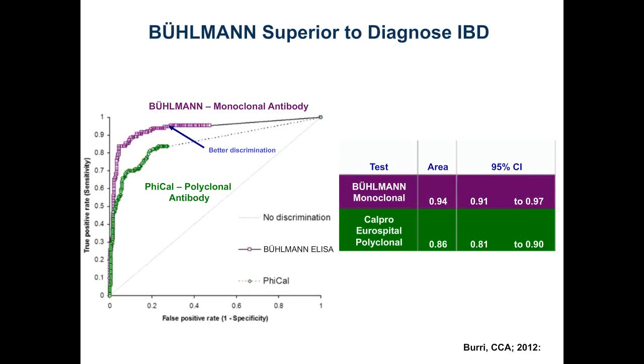There are some, not many, but there are a few head-to-head studies that compare the Bühlmann calprotectin kit to the competitor, which is a polyclonal antibody kit. And here you can see on the ROC curve, the ROC curve for Bühlmann is much better than the ROC curve for the polyclonal kit, with area under the curve of 0.94 versus 0.86.